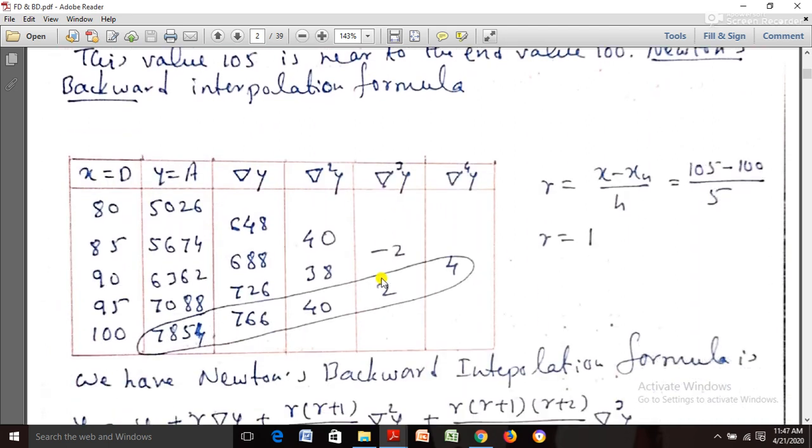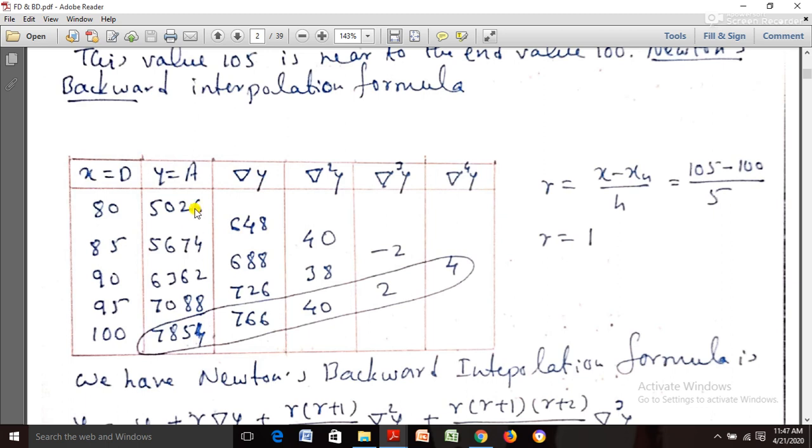So Newton's backward interpolation formula. The table is the same, so you know the diameters are 80, 85, 90, 95, 100, and the A values, meaning the y values, are 5026, 5674, and so on. These are the values. And first we have to use delta y. So how can you find delta y naught?